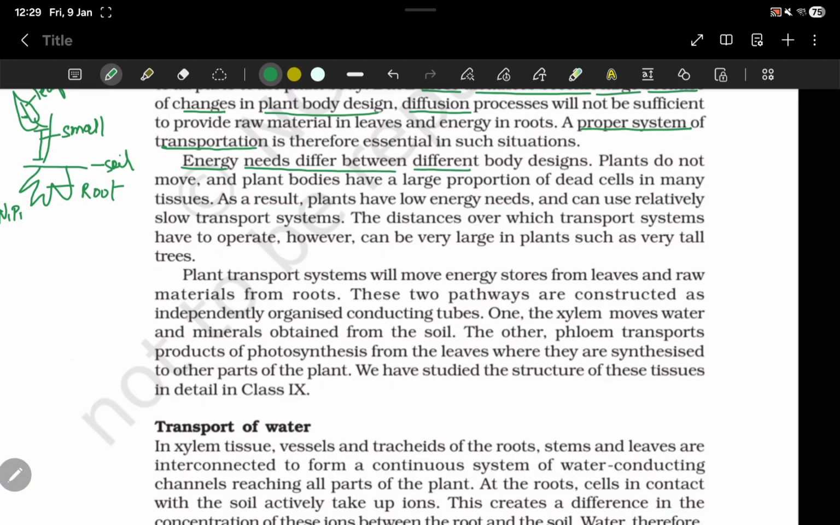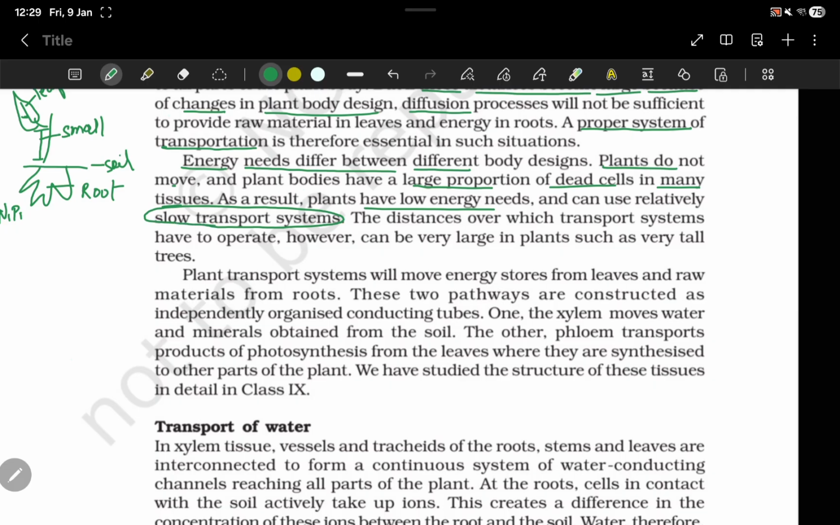Plants do not move, and plant bodies have a large proportion of dead cells in many tissues. As a result, plants have low energy needs as they do not have a large number of living cells. Most of the cells are not performing metabolic activities for which they require energy. That is why the energy requirements of plants are very low, and they can use a relatively slow transport system.